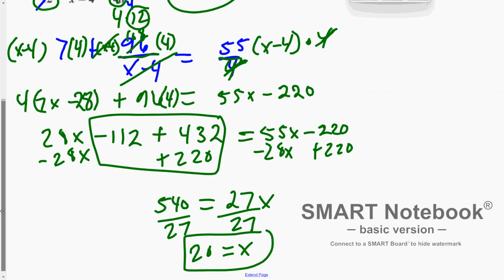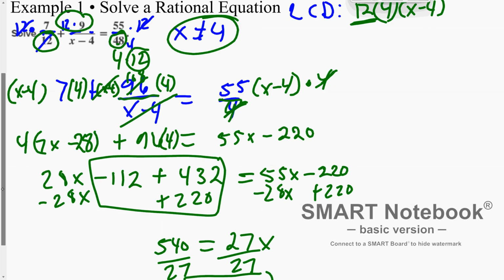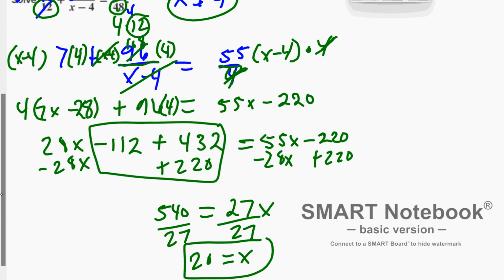So multiplying by the LCD is really just multiplying by every denominator. And if you can factor your denominator and one of those factors is the same, you don't have to multiply it twice. Okay.